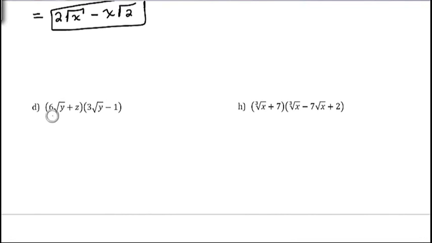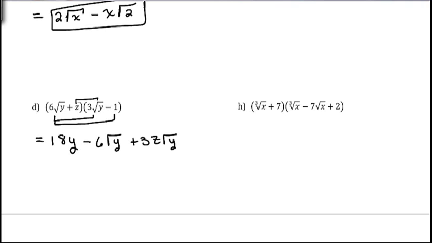Next one, we have 6 square root of y plus z times the quantity 3 square root of y minus 1. So we need to do FOIL. 6 square root of y times 3 square root of y, so we multiply the 6 and the 3 giving us 18. And the square root of y times the square root of y is y. And then 6 square root of y times negative 1 is going to be minus 6 square root of y. And then we take z times 3 square root of y, so that's going to be plus 3z square root of y. And then z times negative 1 is minus z.